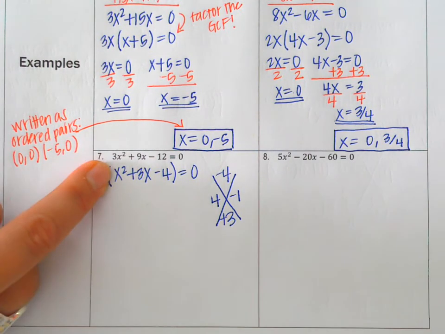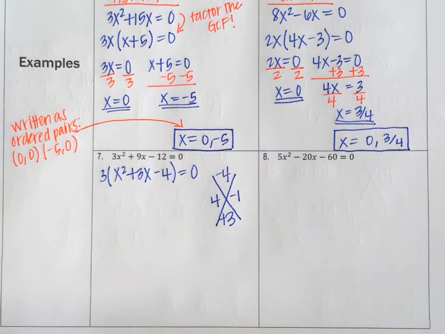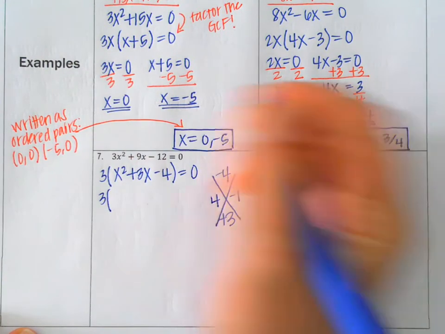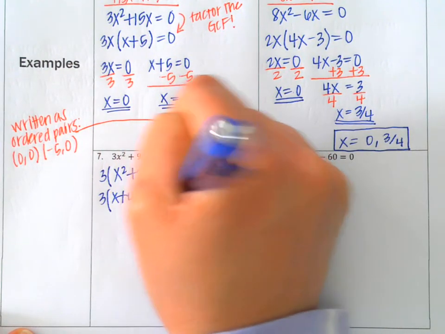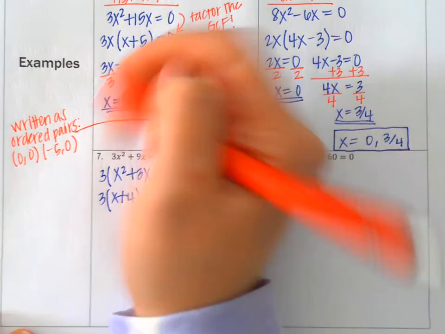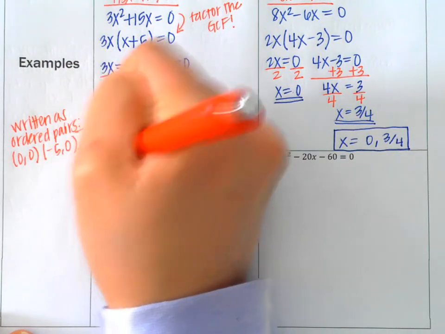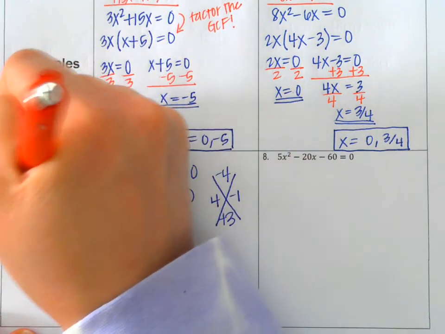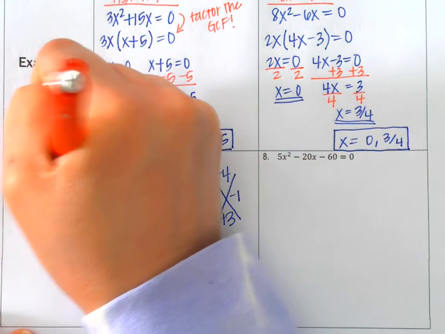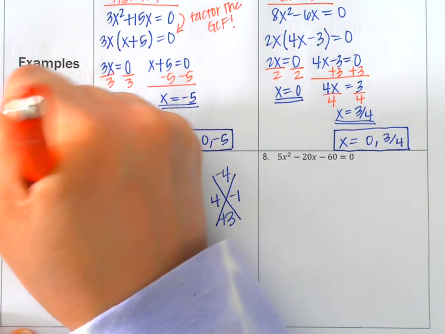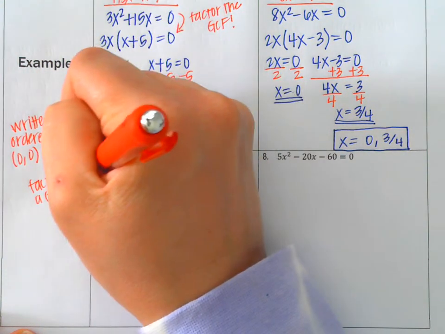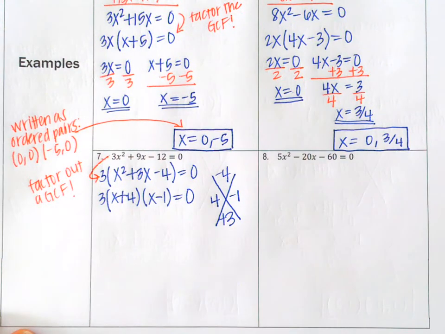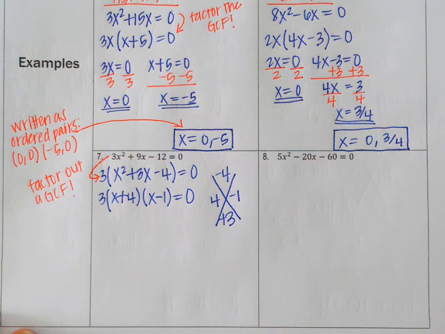Now that I've factored out that GCF, I can actually still use the shortcut. So it's going to be x plus 4 times x minus 1. So all I did on my first step, all I did there was factor out a GCF. And then I continued factoring. There we go. Okay, so now I can set all factors equal to 0.